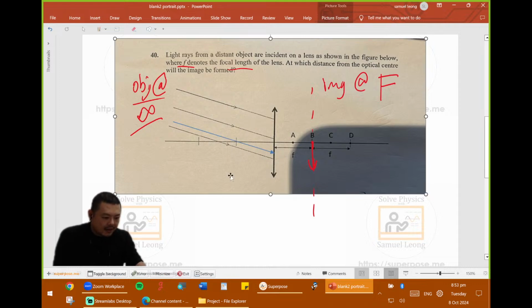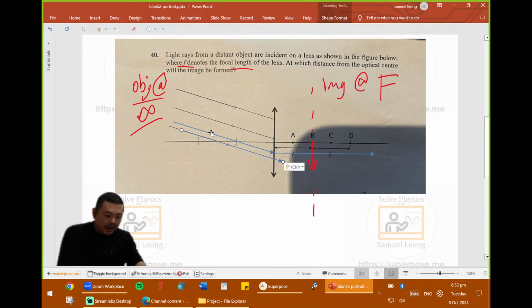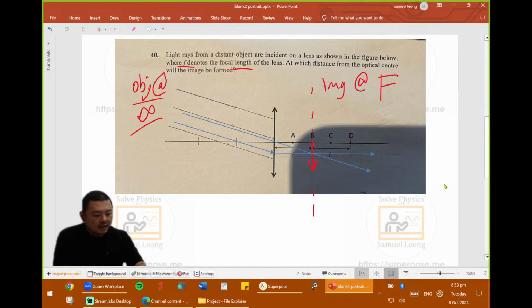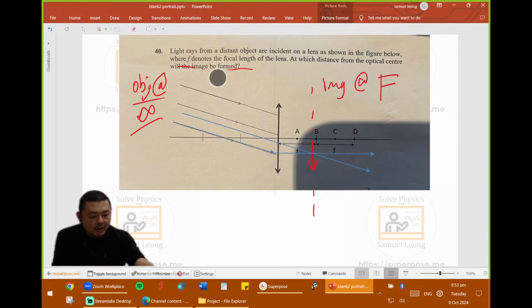Right? Do you see that? The blue one. And then I know that after it passes through F, it will become a horizontal line like this. Okay, do you see that? All right. Then I should have another light ray that passes through the center, undeflected, right? Yeah. So once I extend it, you see where they cross? Where do they cross?